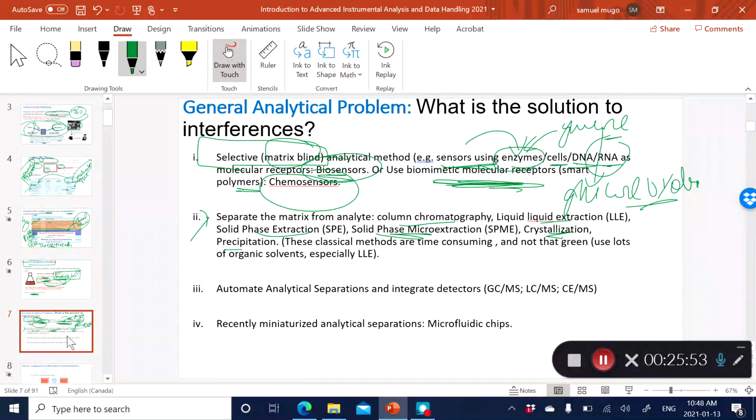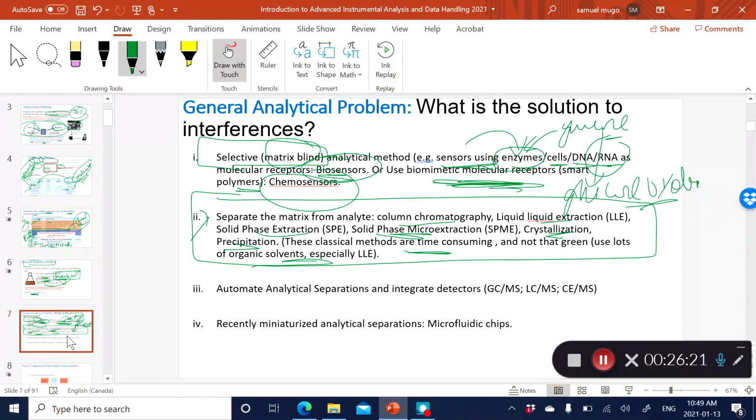You can also do things like precipitation, based on the solubility product equilibria that you talked about in Chem 211 and so on. Now, the problem with all this is that these are sometimes very time-consuming methods, and sometimes they're not very green, meaning you use a lot of organic solvents as well. However, you're going to see most of the chemistry out there, probably more than 60% of the chemistry out there, especially analytical chemistry, is based on doing this.